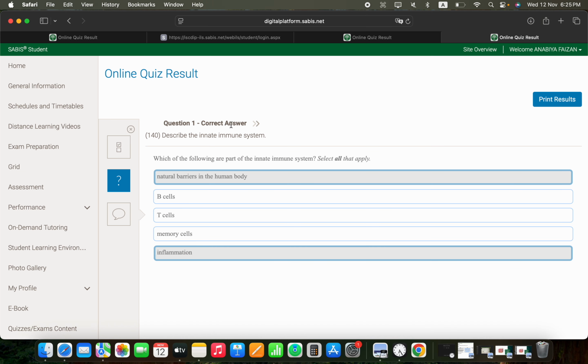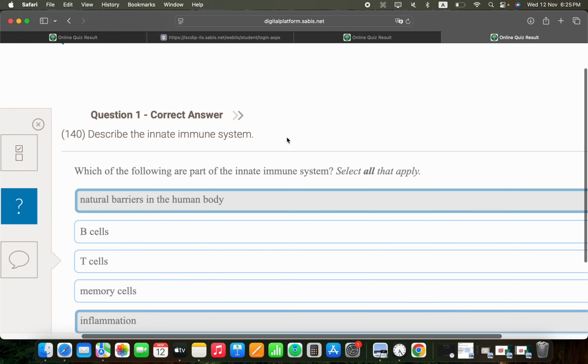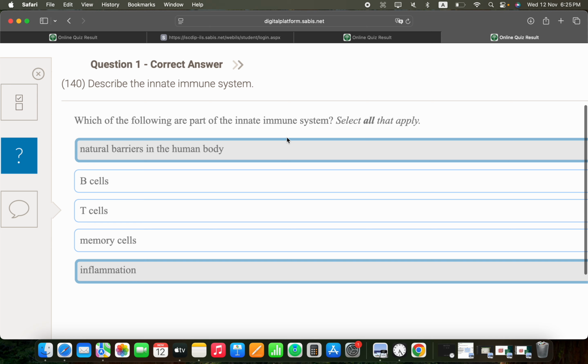Then, which of the following are part of the innate immune system? As we said before, the innate immune system includes the first lines of defense, which are the natural barriers in the human body. After those are crossed, we have inflammation, which is what happens after those first lines of defense are crossed.